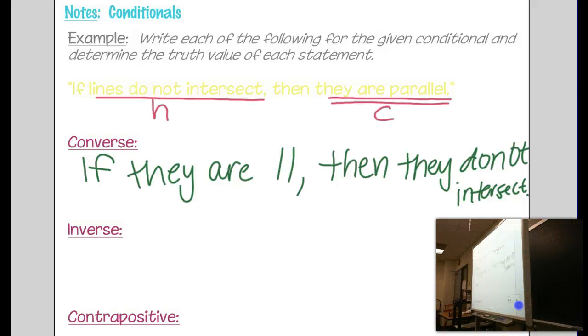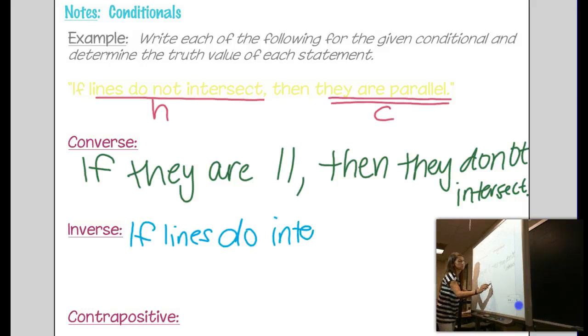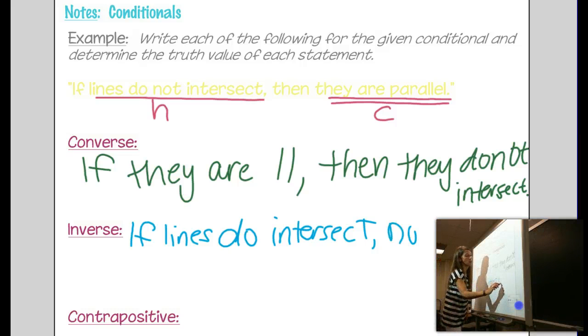Are you ready? Uh-oh, wait a minute. If lines do not intersect. So that would mean I would put if lines do not intersect. What's a not? You just cross it out. It's a double negative, so it's a do, right? So the opposite of them not intersecting is them intersecting. If lines do intersect, now we have to negate the conclusion as well. Then they are not parallel. I'm just going to write not parallel to save room. That's what an inverse is. You put a not.